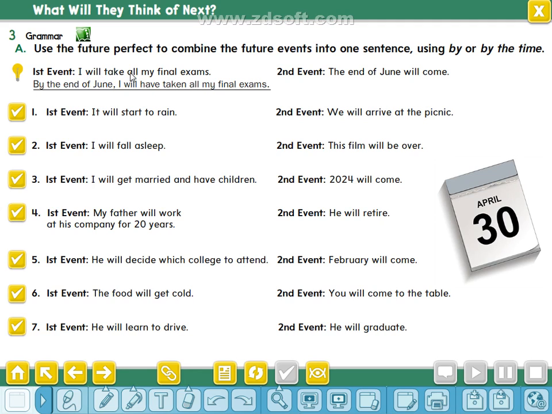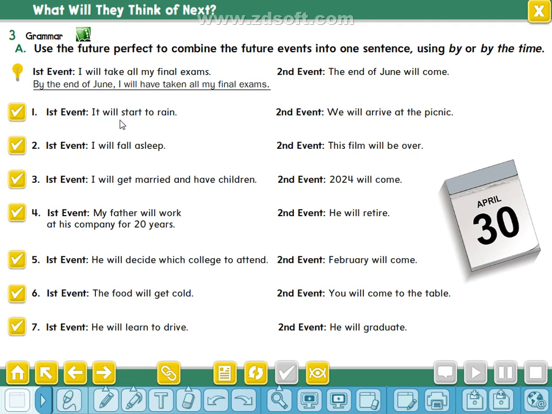Like that, I will take all my final exams. The second event, the end of June will come. So we can say that by the end of June, after by we use a specific time, or a sentence in the present simple. I will, after that we use a comma, and the first event will be in the future perfect. I will have taken all my final exams. In this case we use an action that will be completed, will be finished before another event or before a specific time in the future.